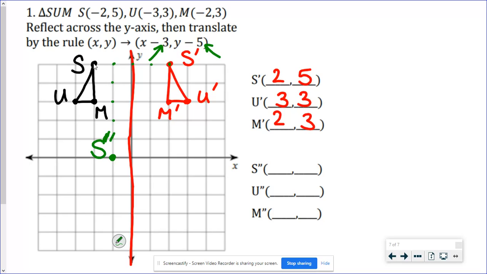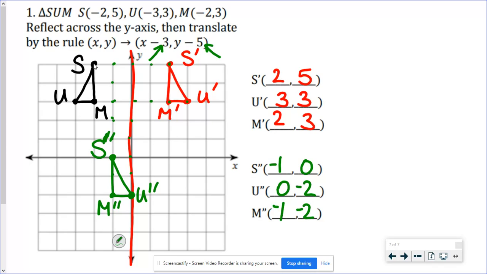Please do the other points. I'm going to just do those also. So for U, I'm going to go 3 to the left. 1, 2, 3, 1, 2, 3, 4, 5. And then M double prime. 1, 2, 3, 1, 2, 3, 4, 5. And then I would need those ordered pairs. So S double prime is going to be at -1, 0. U double prime is at 0, -2. And M double prime is going to be at -1, -2.